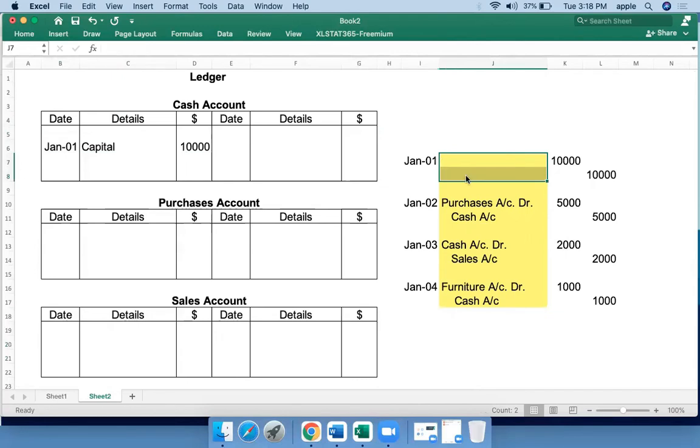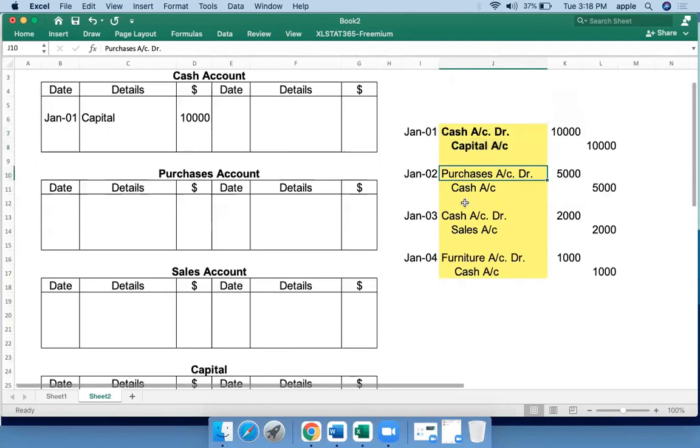Let me highlight it, bold the text. Okay, which is the next entry? Read it out.